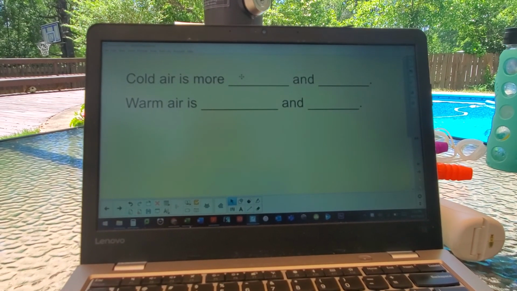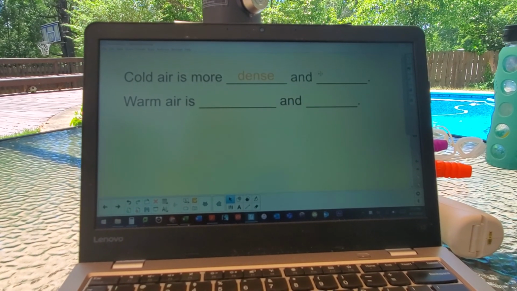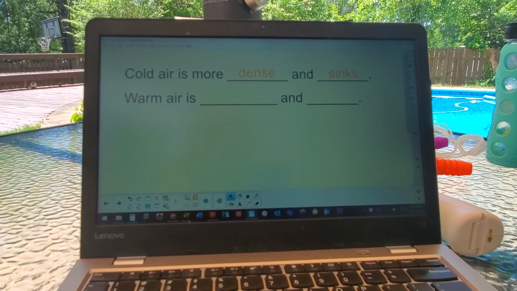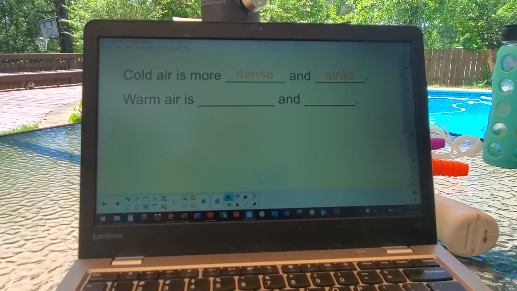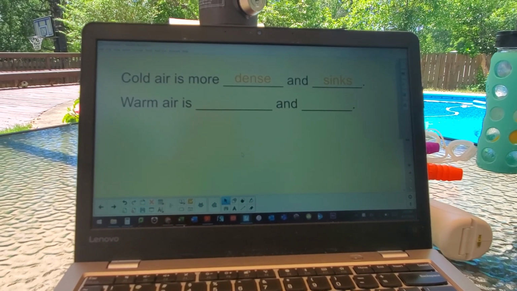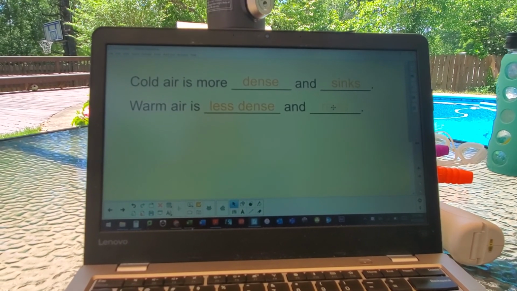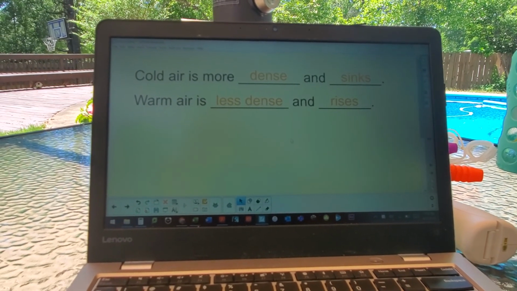Okay, the big thing is this. Cold air is more dense and sinks. All right, that's key. More dense and it sinks. Dense things sink. You throw a rock into a pool, the rock's going to go down. Warm air is less dense and it rises, and that's why bad weather happens.